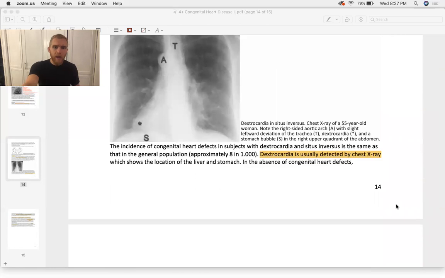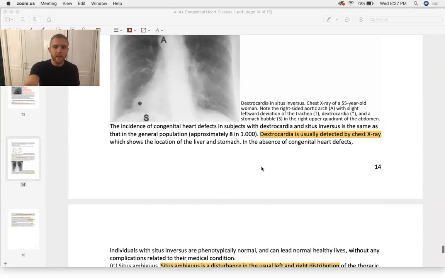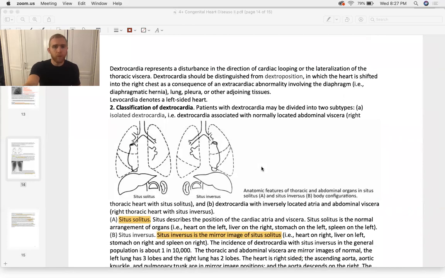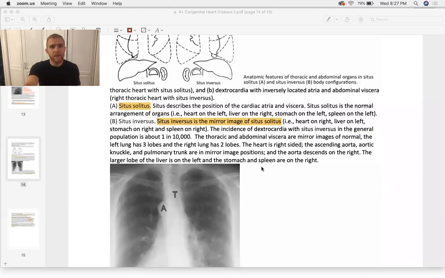And finally, the reason why I say this is probably going to be a visual diagnostic question is because it says dextrocardia is usually detected by chest x-ray. And that's about all that it gets us about dextrocardia. It doesn't really talk about the pathophysiology behind it. So expect an identification question.